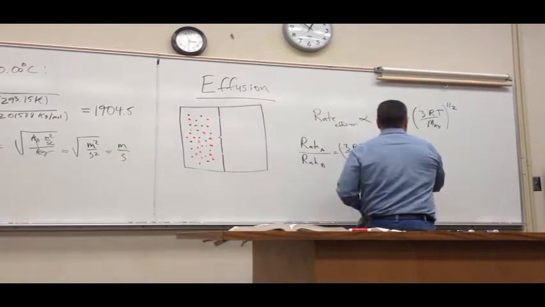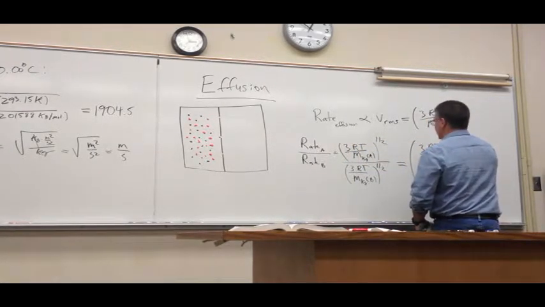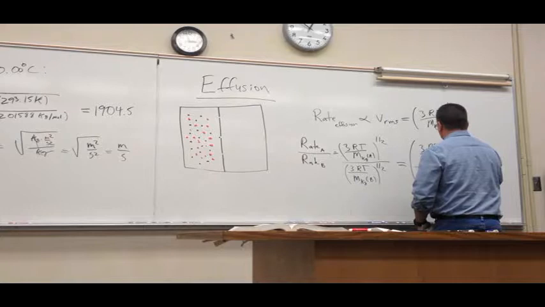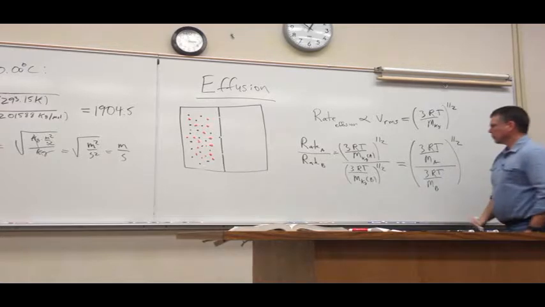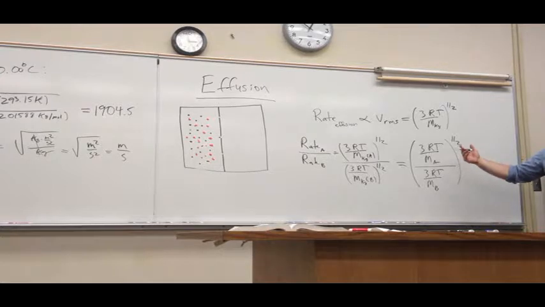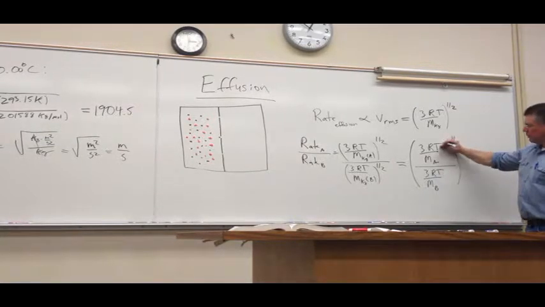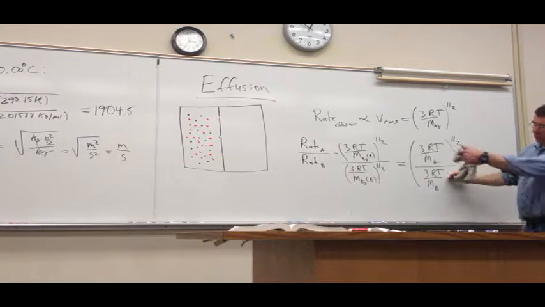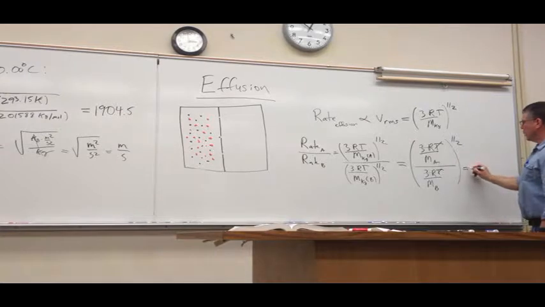Another way of writing this. Like that, they're both to the 1/2 power, so we can put them together to the 1/2 power. Is that okay? And then what I want to do now is cancel out anything that's the same. The temperature is the same, because they're in the same container. Temperature cancels, 3R cancels, right?